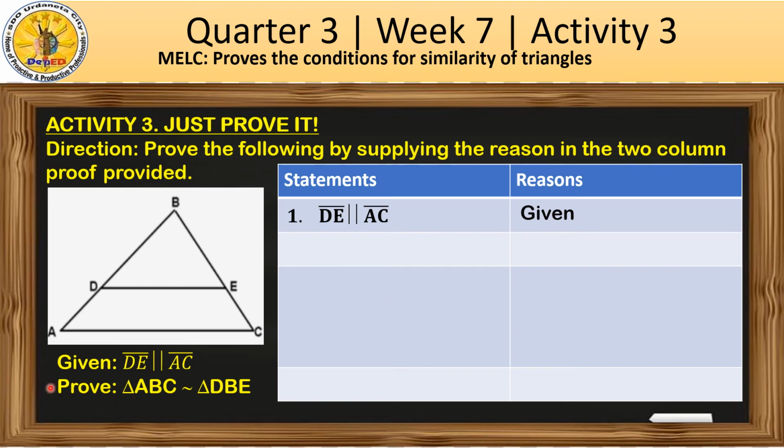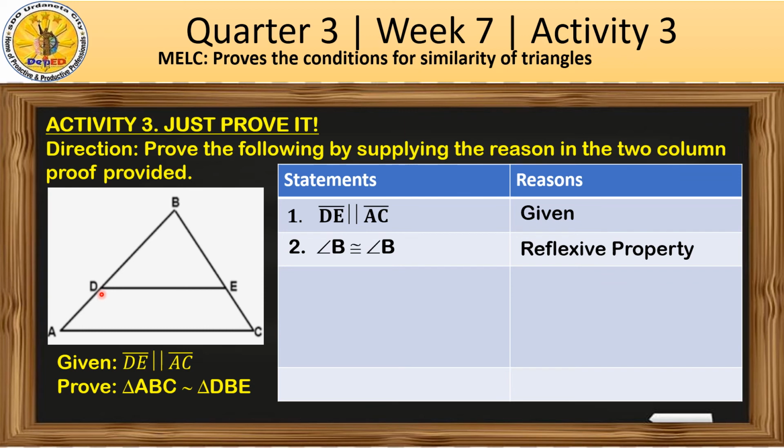The reason is it is stated in the given. Now for statement number 2, we have two overlapping triangles, triangle ABC and triangle DBE. These two overlapping triangles have a common angle, which is angle B. So I will write for statement number 2, angle B is congruent to angle B, and that is by the reflexive property.